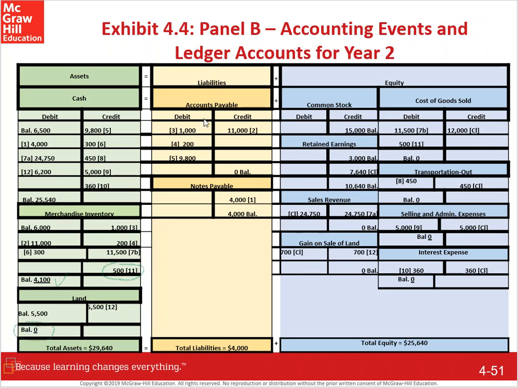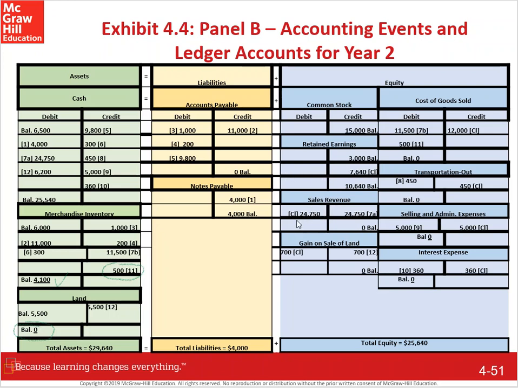Under liabilities, we've got accounts payable, and it nets out to zero, and we have our notes payable still at 4,000, so our liabilities are 4,000. And then we've got all of our equity accounts, common stock, retained earnings. Now they're already showing the closing entries in here. So they've already got our closing entries plugged in.